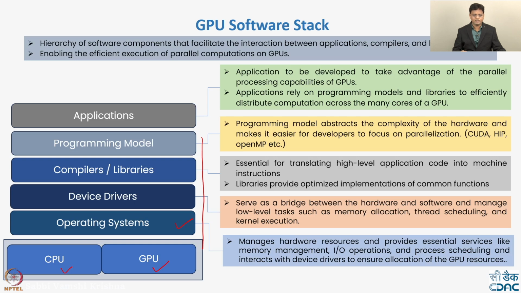So, let us discuss the layers one by one in detail, from a bottom to top approach. Apart from hardware, the first layer is the operating system. It manages the hardware resources, it provides essential services like memory management, input output operation, process scheduling, and it also establishes the interaction with the device driver to ensure the allocation of GPU resources to the application.